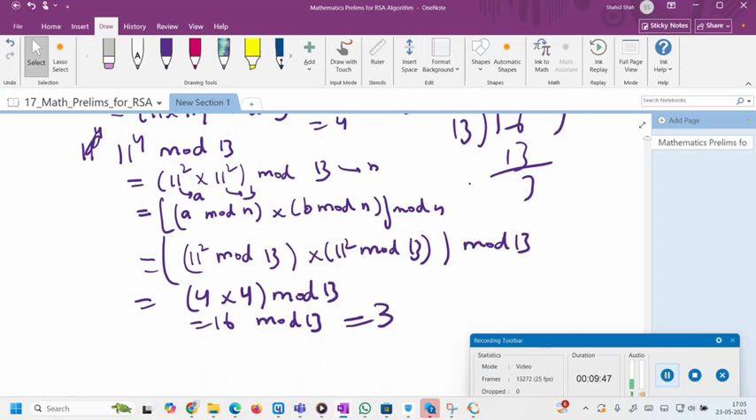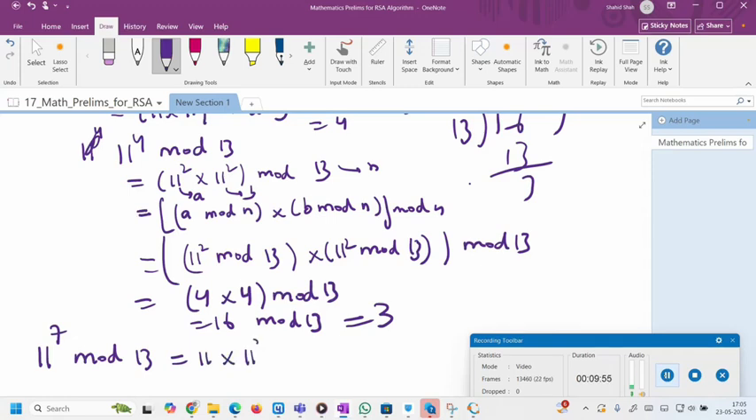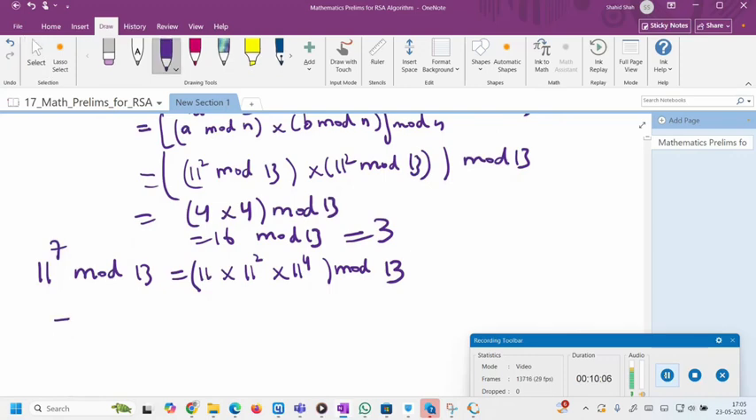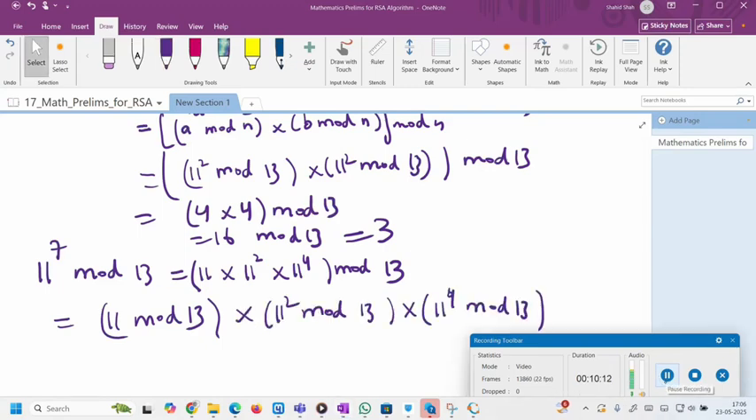Now how can we write 11 to the power 7 mod 13? We can write it like this: 11 into 11 square into 11 to the power 4 mod 13. This is the same as 11 to the power 7. Now we'll use the result again. So this is equal to 11 mod 13 times the product like this, mod 13.